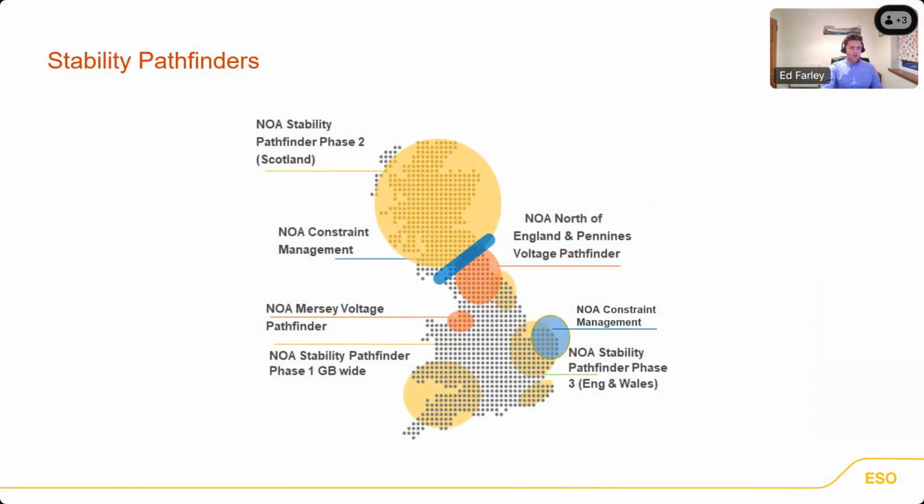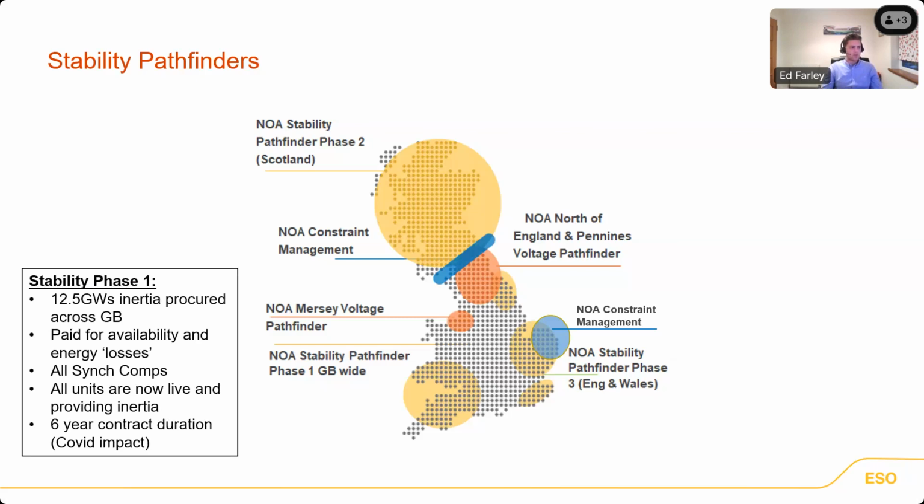I mentioned Stability Pathfinders and want to talk a little bit about those now. Firstly, Pathfinders are a term that is more broad than just stability. So we've run a series of Pathfinders over the last few years for a combination of voltage, thermal constraints, and stability. And this map shows some of the areas where we've procured these services in the past.